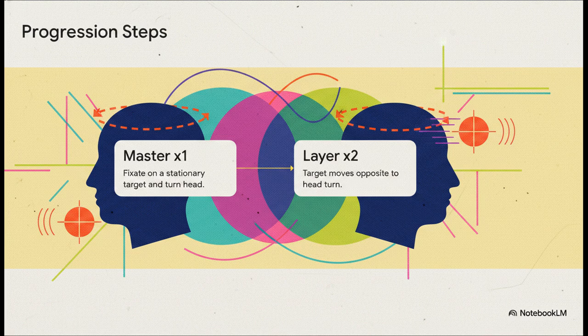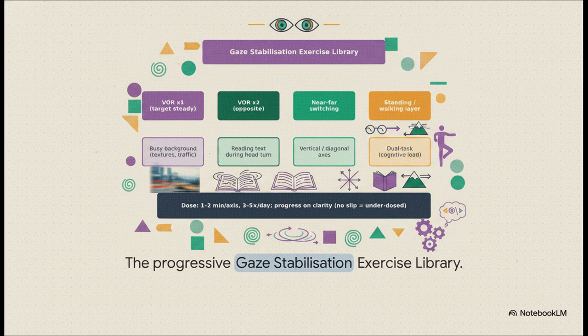This is huge because it essentially doubles the demand on the VOR and radically amplifies that retinal slip signal being sent to the cerebellum. When you look at the structural progression families detailed in the Australian Dizziness Clinics library, you clearly see this pathway. We move from X1 up to X2, and then we escalate the visual demand. We might add near-far switching, reading text during a turn, or throwing in super busy backgrounds like moving traffic or supermarket aisles. But the key to safely navigating all of this is constant monitoring of the patient's retinal slip tolerance. You escalate the complexity, yes, but you always ensure they are working right at that edge of clarity.